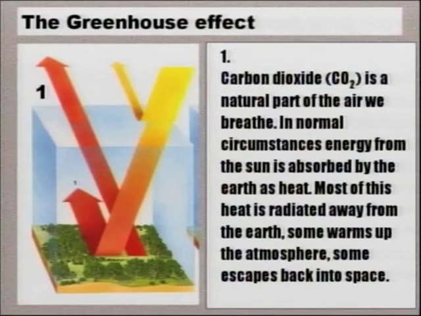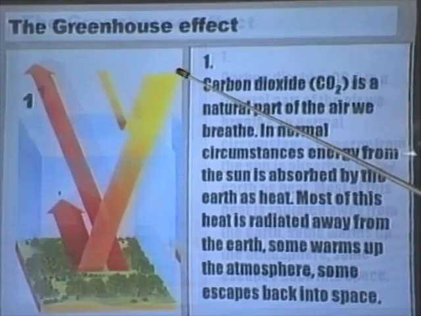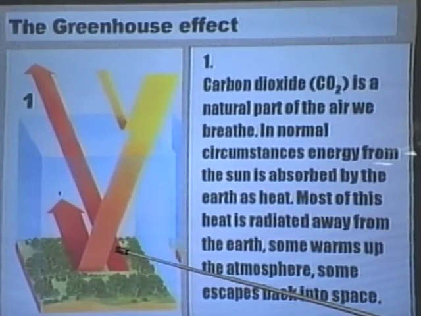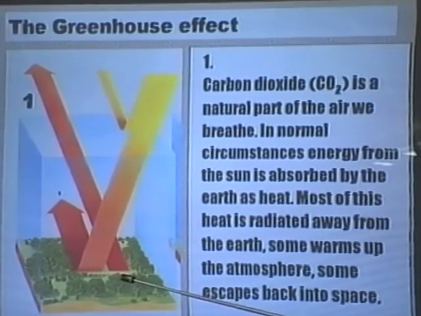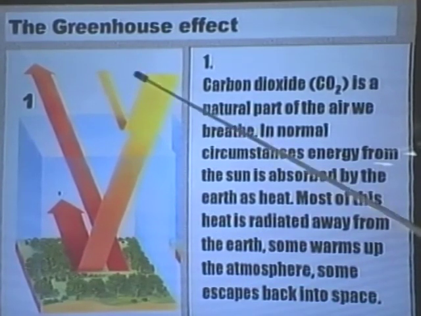Looking at the greenhouse effect, carbon dioxide or CO2 is a natural part of the air we breathe. In normal circumstances, energy from the sun is absorbed by the earth as heat. And most of this heat is radiated away from the earth. Some warms up the atmosphere, some escapes back into space. So if we have a simple diagram, this diagram here will show that the yellow color coming in through as solar radiation, we have insolation, the heating of the surface, and some of it actually radiating back into space with the arrowhead pointing out.